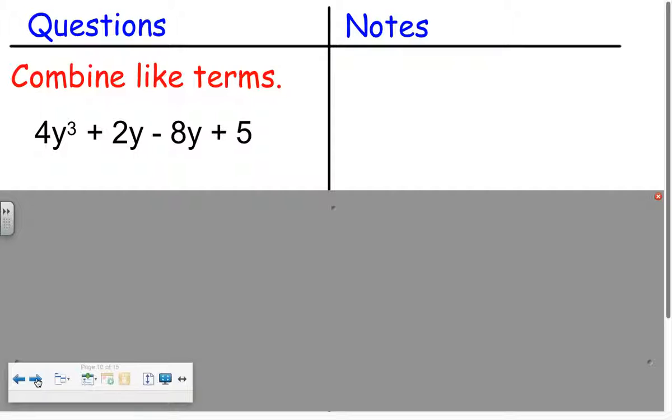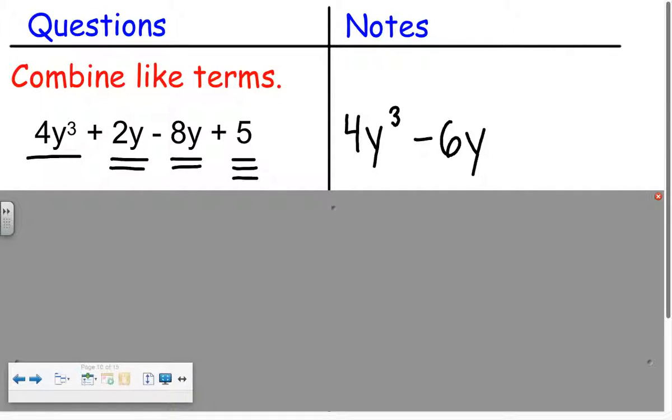All right, 4y cubed. There's nothing else to combine with y cubed, so that's just going to stay how it is, 4y cubed. Then I've got 2y and negative 8y. So 2 minus 8 gives me negative 6y. And then I have a positive 5. So this time we had two terms that didn't combine with anything else. The 4y cubed didn't combine with anything else, and the positive 5 didn't combine with anything else.